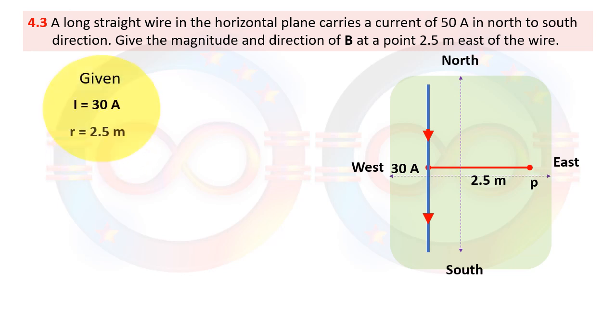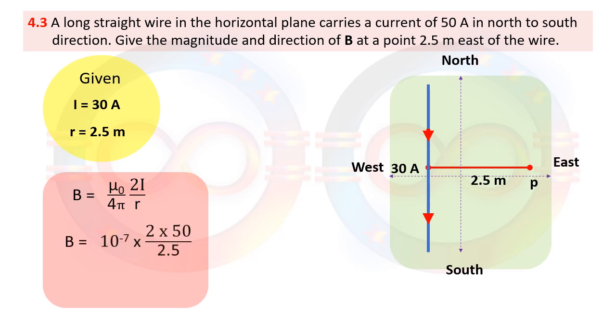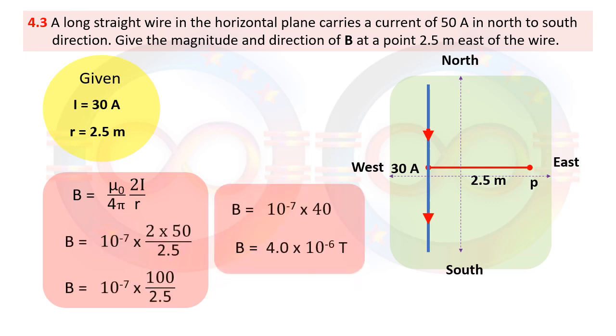With the given values, we calculate the field as per the formula mu naught upon 4 pi into 2I upon R, and we put all the values. After calculation, we get B as 4 into 10 raised to minus 6 Tesla. And if we apply Maxwell's right hand screw law, the direction comes as vertically downward.